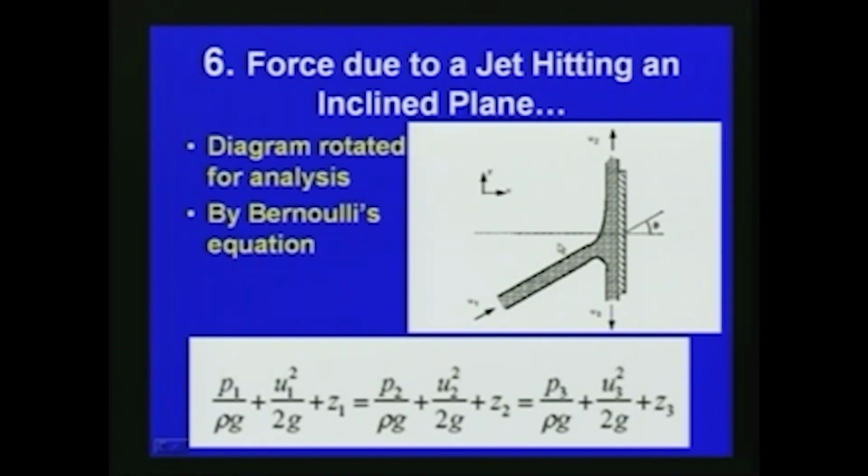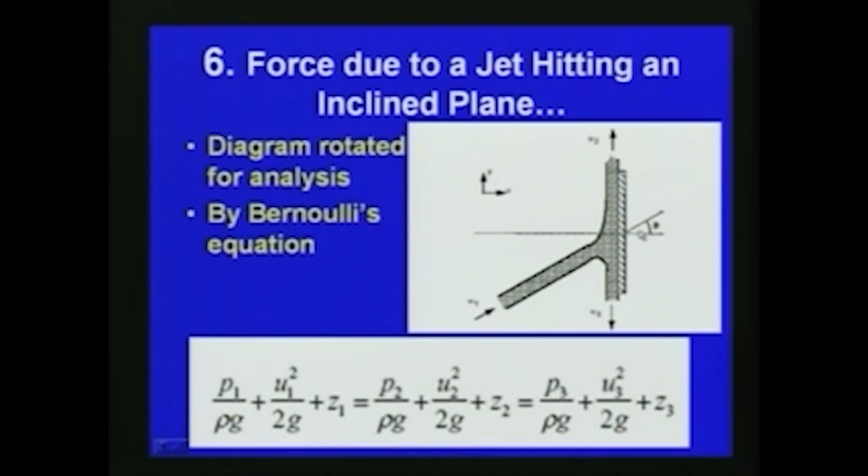So, the actual case is that the plate is inclined and the jet is coming horizontally. What we are doing is converting this problem by placing the plate vertical, and then considering the jet acting inclined. That is the way we are analyzing this problem. The diagram here is rotated for analysis.